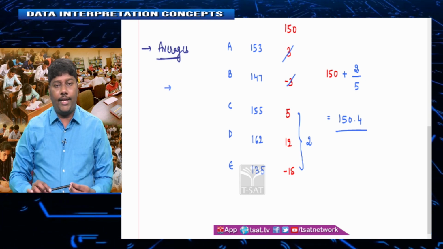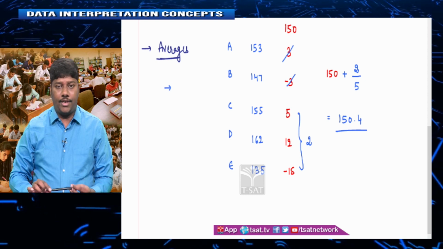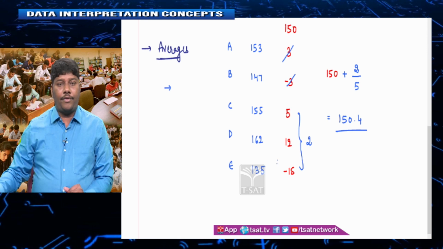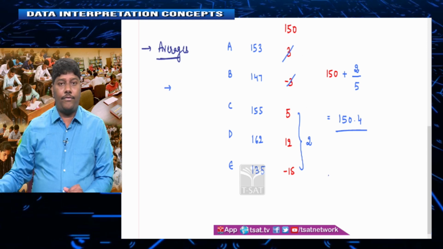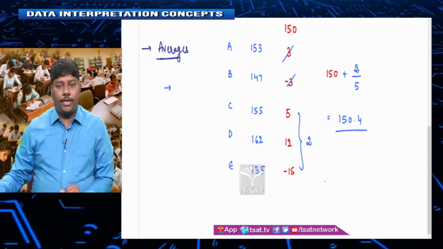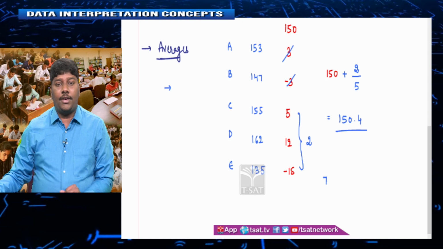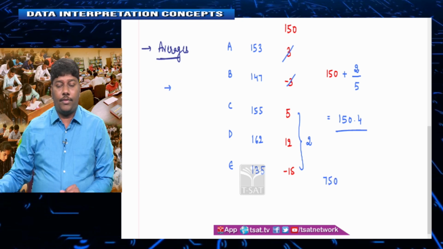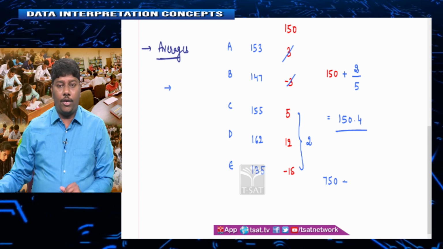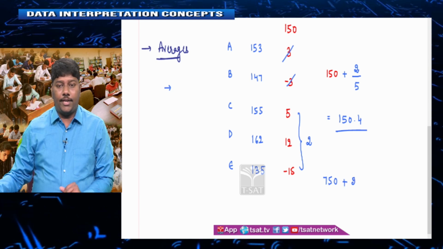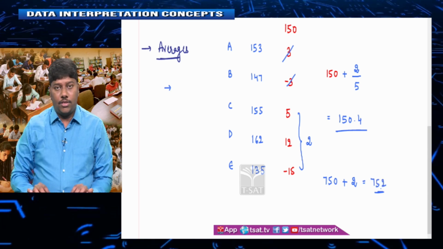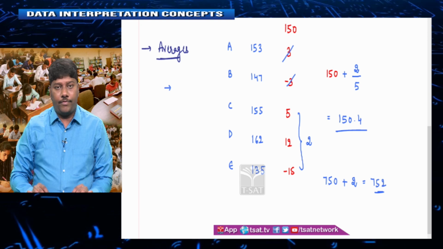Adding these will take a lot of time, but if you go with the assumption, assume that 150 is a closer value. I am taking 150 out of all the other numbers. I am taking this 150 five times, so 150 into 5 gives me 750. Then it becomes plus or minus depending on the deviations. Here you got a positive deviation of 2, just add it. So you are getting 752 as the sum of the data.